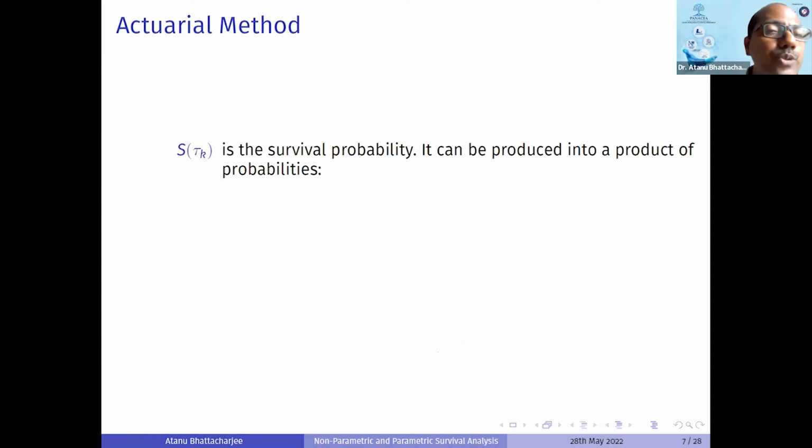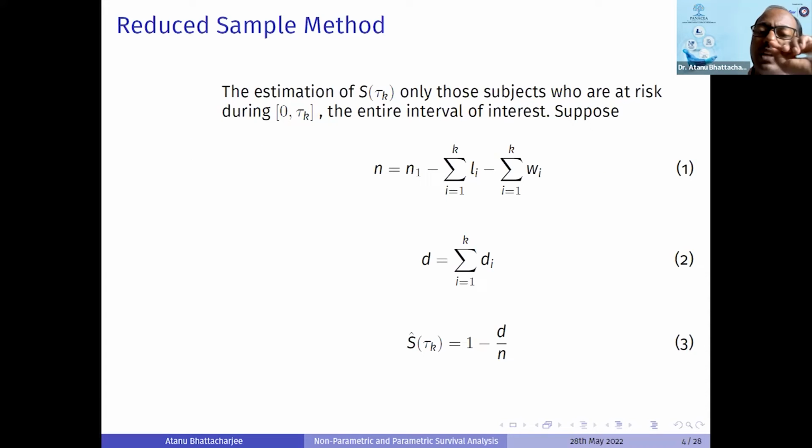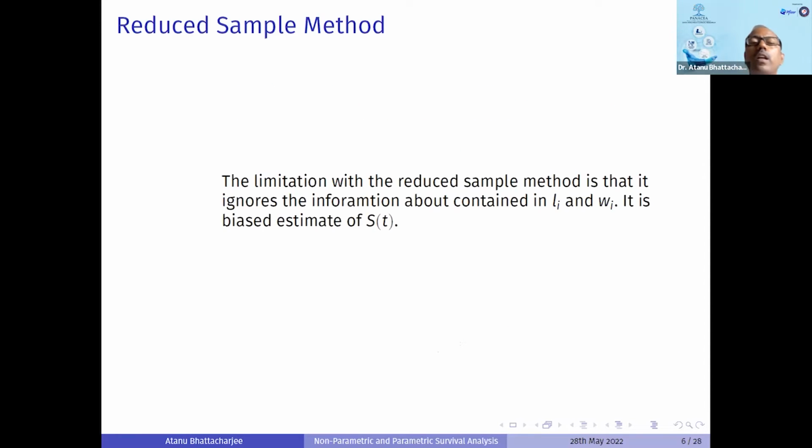Another method is the actuarial method. The actuarial method is a survival probability method. It can be produced as a product of probabilities. Here, one thing is that we are ignoring time as a constant factor, so time is not considered. Directly we take the entire number of people and just count how many died and how many were alive at risk. By that we make S(t), the survival probability.